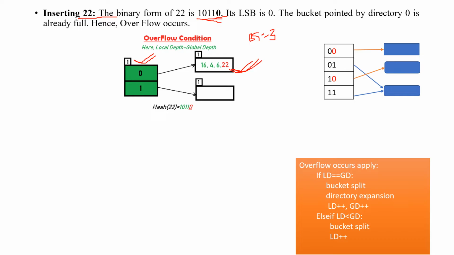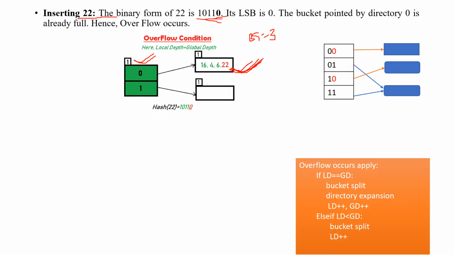If I take a real life example, suppose there is a hostel and rooms are defined by seating, 1 seated room, 2 seated room, 3 seated room, like that. If it is a single seated room, a single student can stay there. If it is double seated, 2 students can stay. Similarly, this bucket has a capacity of 3 elements to store, but when the 4th element comes, overflow occurs. So 22 came, it means that the overflow condition has come.